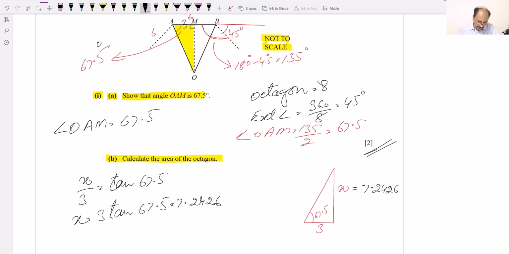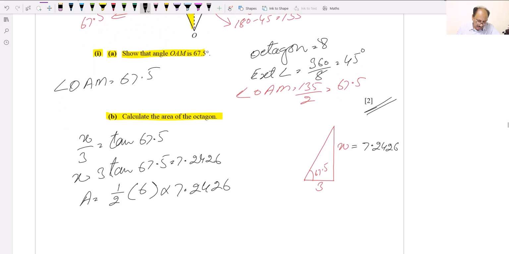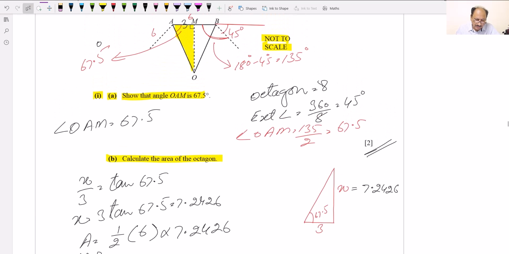Now area will be equal to what? Area will be equal to 1 by 2 into base into height. 1 by 2 into base, which for the complete triangle AB will be the base, so we will write 6 into height will be 7.2426, and this is for AOB, the area of triangle AOB.